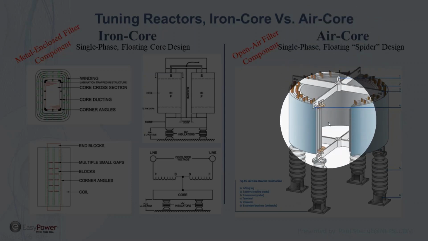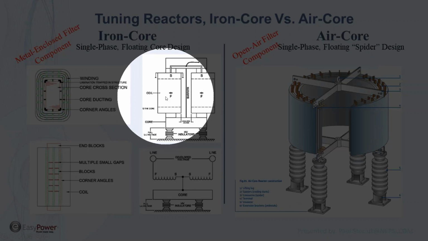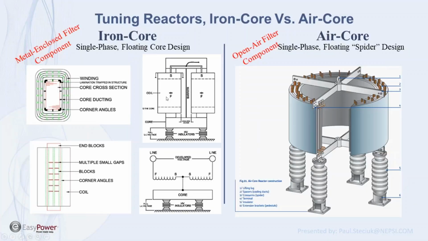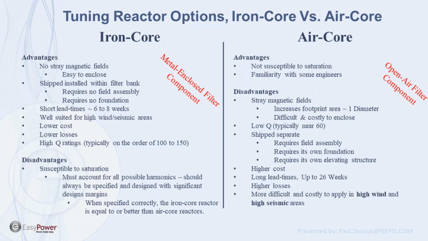But another key difference is air core reactors do not saturate. Iron core reactors do. The reason why iron core reactors will saturate is because they're underspecified. So if you specify them correctly, iron core reactors will never have a problem. They will act and behave and have the performance level of an air core reactor.